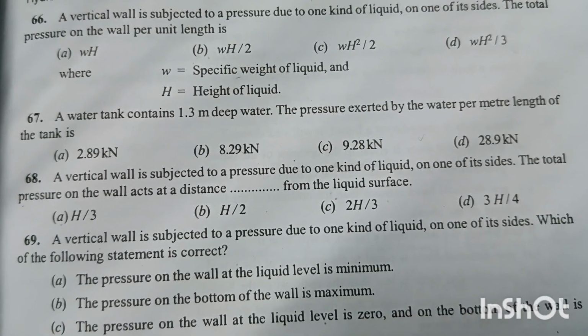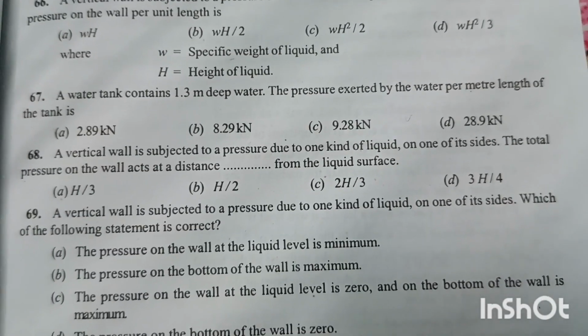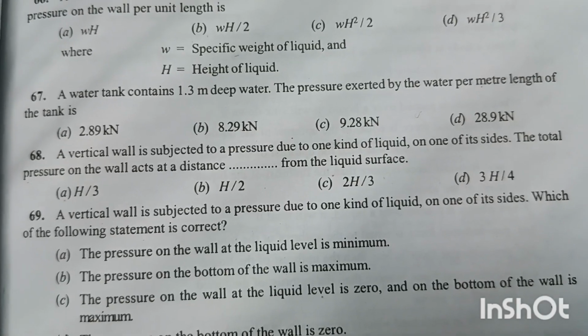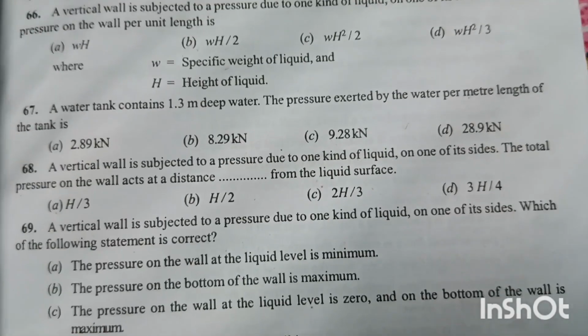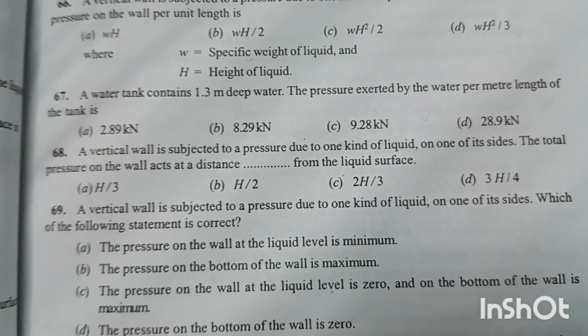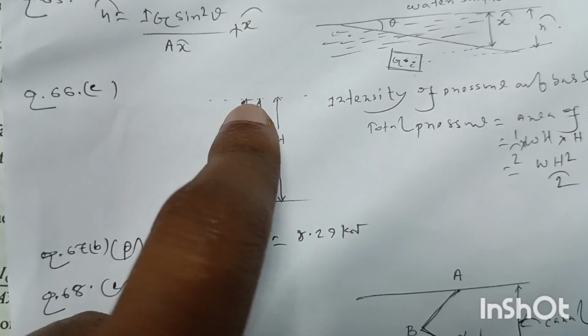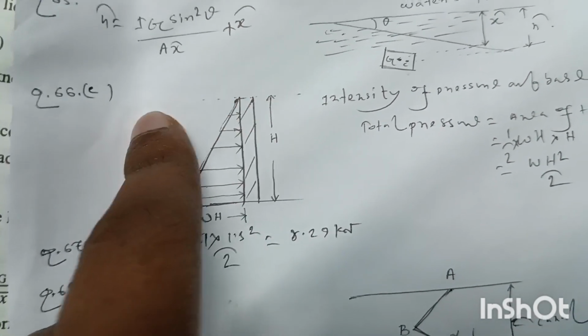Question number 68. A vertical wall is subjected to a pressure due to one kind of liquid on one of its sides. The total pressure on the wall acts at a distance 2h by 3 from the liquid surface and h by 3 from the bottom surface. Option C is the right answer. H by 3 from this base and 2h by 3 from this top free surface.